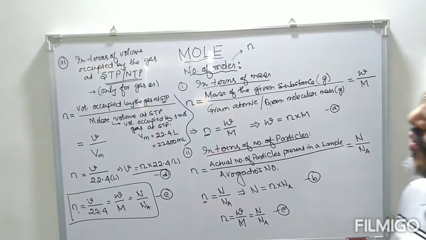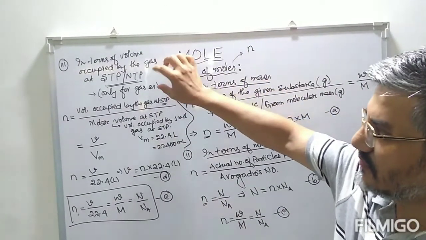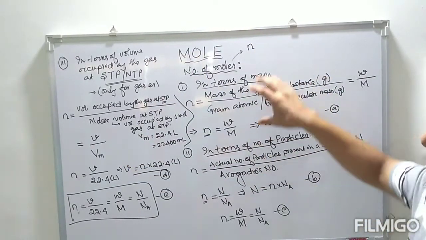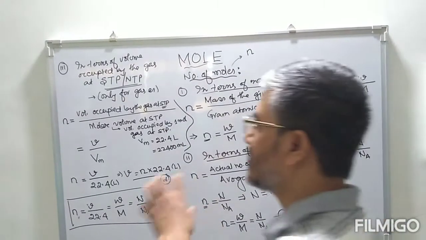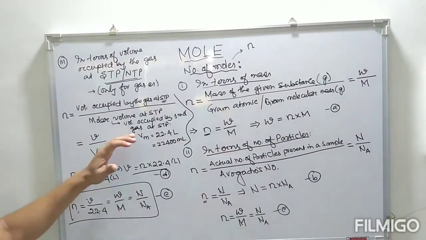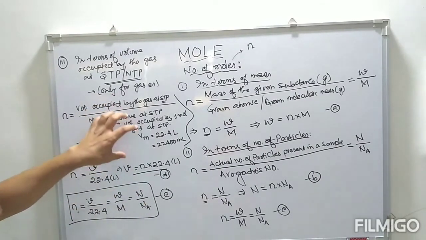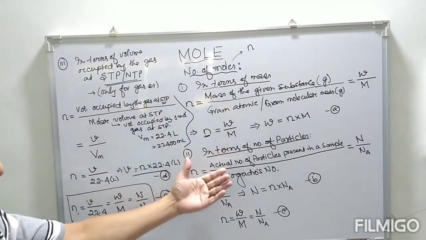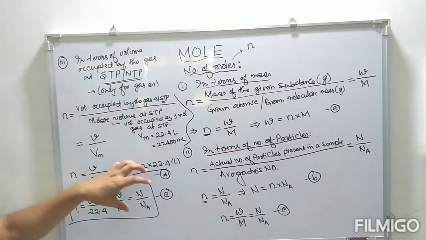So this is specific only for gas. These two can be used for solid, liquid as well as gas. So these are the basic three by use of which we can define the number of moles in any given sample, whether we have mass, whether we have number of particles, or whether we have volume. So we can use this.